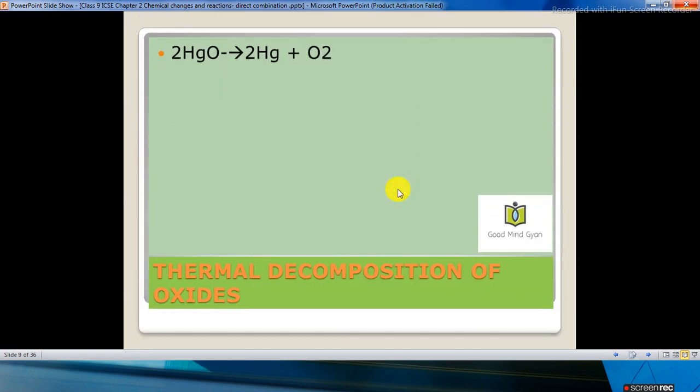Let us see the thermal decomposition of oxides. Now here mercuric oxide HgO will break and give you mercury and oxygen when there is thermal decomposition. What is thermal decomposition? The decomposition which is taking place on heating. You are using some temperature here. Heat energy is used and there is temperature which plays an important role. And then the compound is broken down into simpler substances. That is, here it is breaking down into mercury and oxygen.